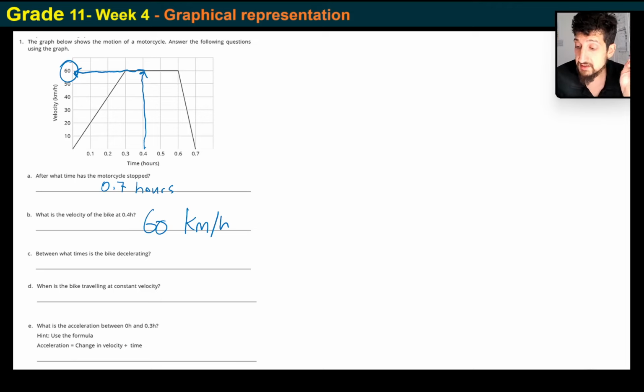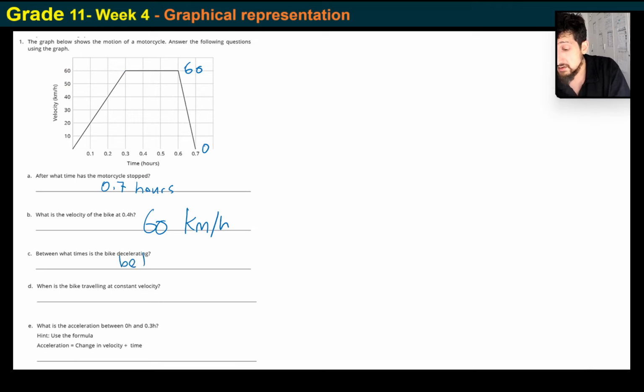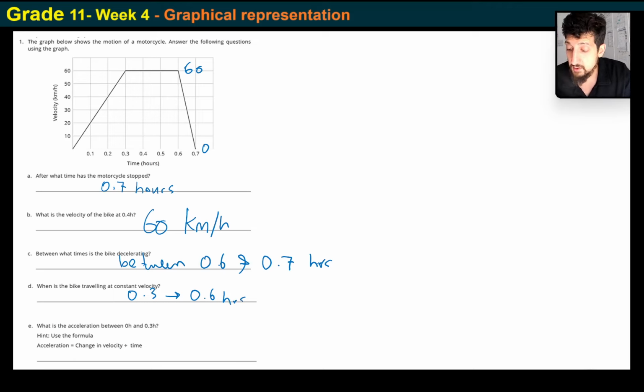Between what times is the bike decelerating? Decelerating means it's slowing down. Here it was 60 and here it's 0. It's slowing down between 0.6 and 0.7 hours. When is the bike traveling at constant velocity? We've answered this one already. 0.3 to 0.6 hours.